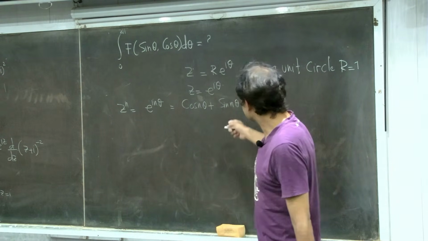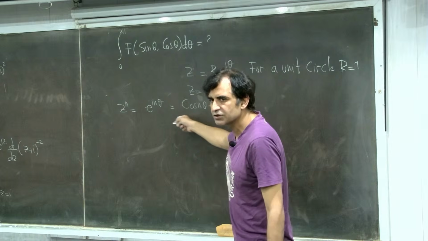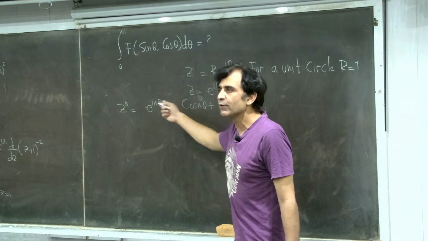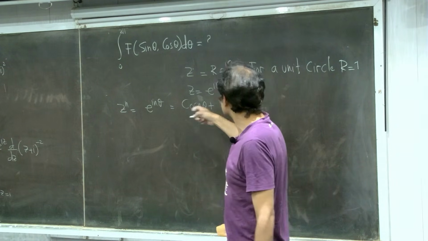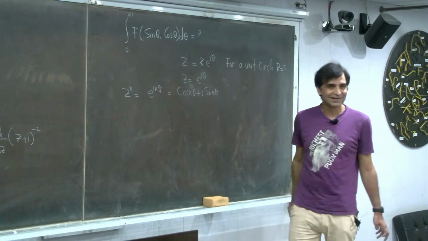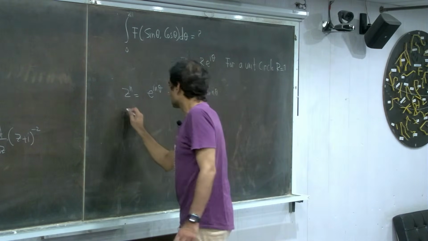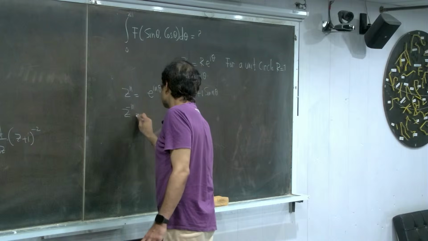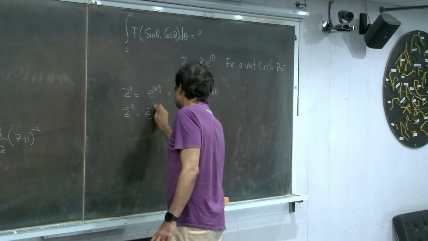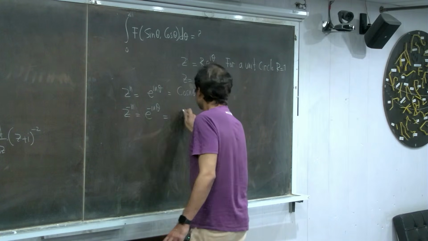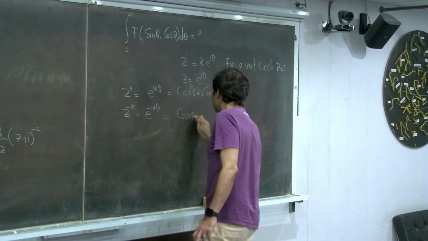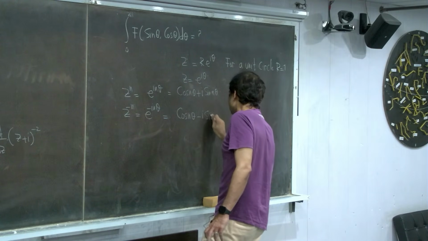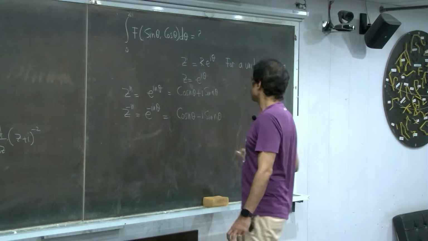Similarly, you know sine is an odd function, cosine is an even function. Therefore, if you replace n with minus n, you have only minus sine over here. So you can also write z to the power minus n is equal to e to the power minus iota n theta, which is cosine n theta minus iota sine n theta.